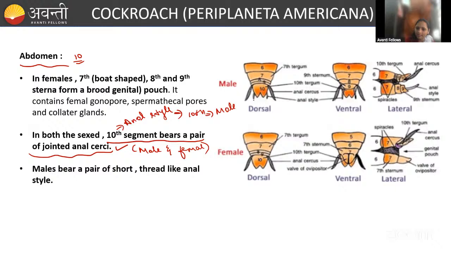Here you can see the anal style. This is the anal cerci. Anal cerci are common in the female also, only the anal style is present in the male. In the female you can see that the 7th segment is going to form the boat shaped structure. The 8th and 9th sterna are forming the spermathecal pore and the collateral gland. We'll study about that.